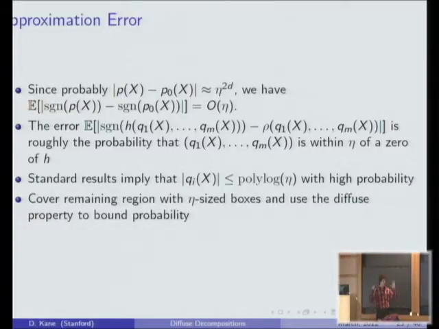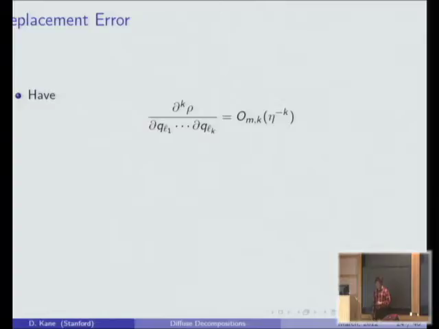Then once we've restricted ourselves to this finite region, we can cover it with these eta-sided boxes and use the diffuse property to actually get a count. It takes a little bit of work to get a bound on the volume of this region, but it's not too bad. And so we have an approximation error that's on the order of eta to the 1 minus c, after hiding some polylog factors. So we then need to deal with the replacement error.